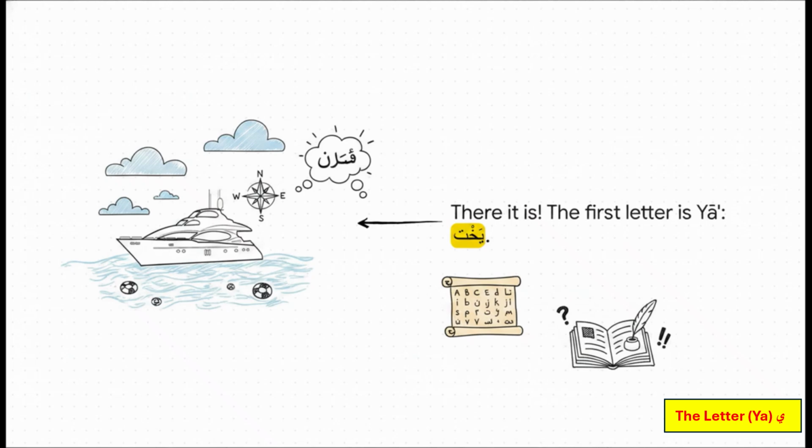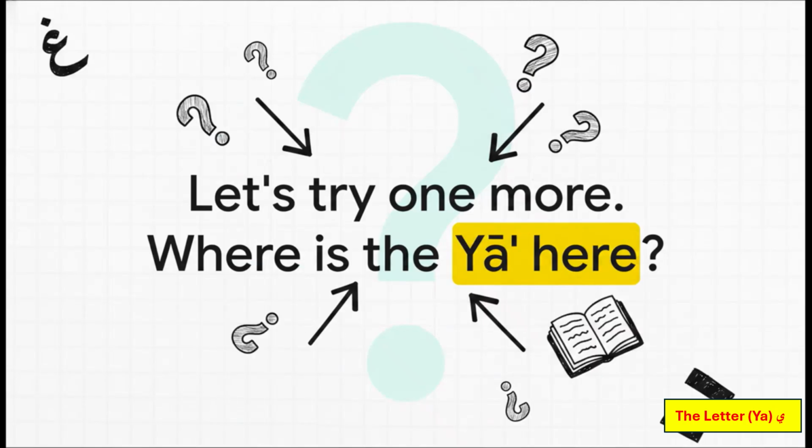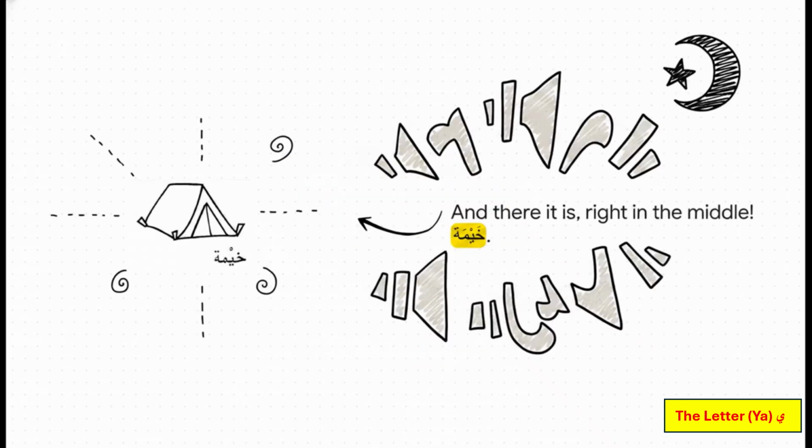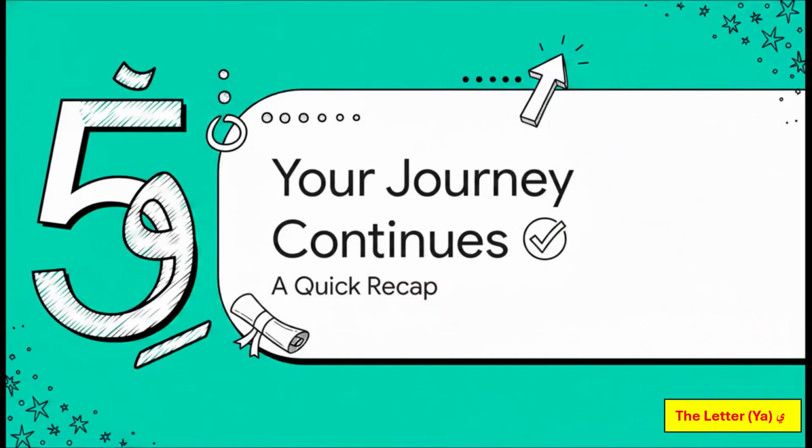Yakht. If you found it, awesome job. You're getting this down perfectly. Feeling pretty good about that? I bet you are. Let's do one more just to be sure. Same challenge, brand new word. This is a tent, or khayma in Arabic. Okay, look closely now. Where is the ya hiding this time? And you got it. It's right in the middle, making that ay sound we just talked about. Khayma. Absolutely brilliant work. You've done great.